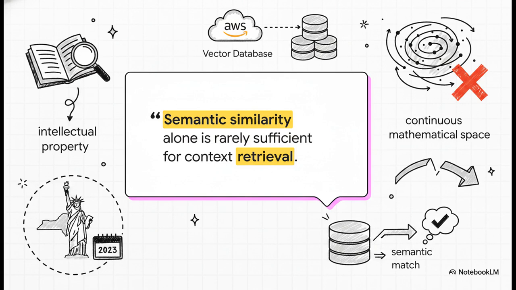Imagine a user searching a legal database for intellectual property disputes. Easy, right? But wait, they only want cases from the state of New York and filed in 2023. The database can easily find the semantic match for IP, but honoring those strict date and location filters while navigating a continuous mathematical space, that is incredibly tricky.